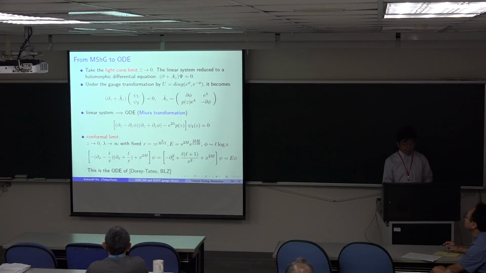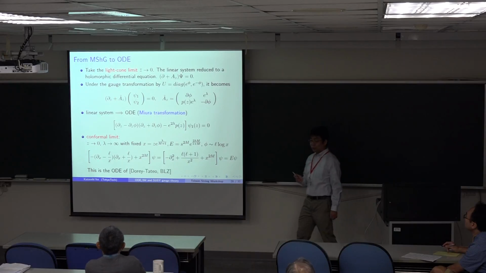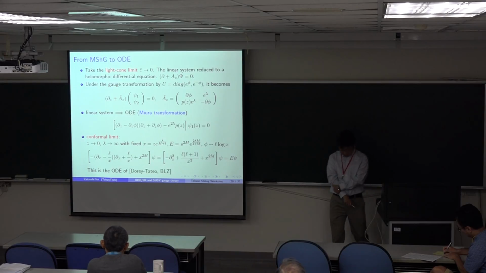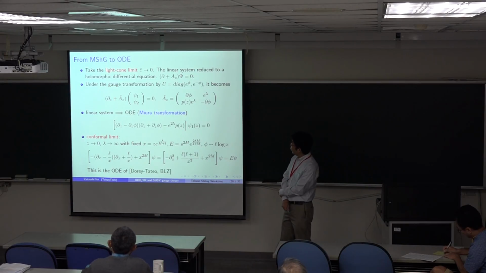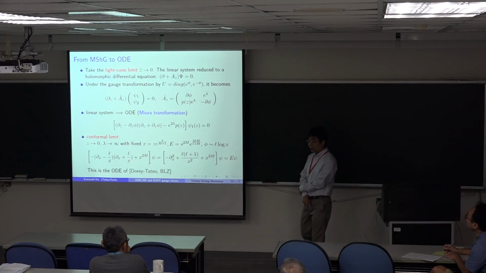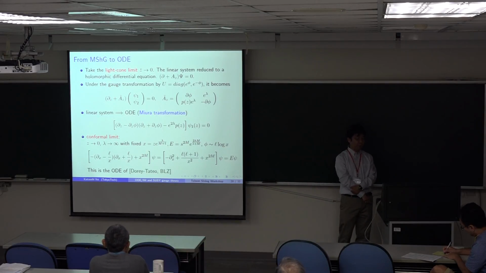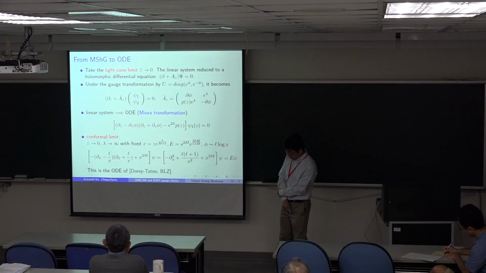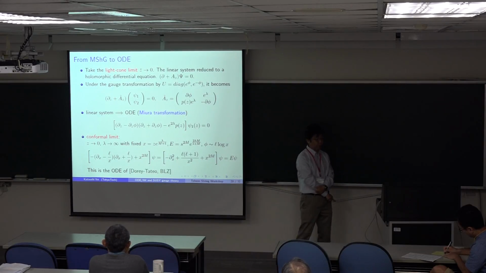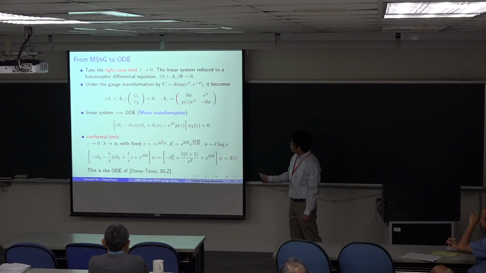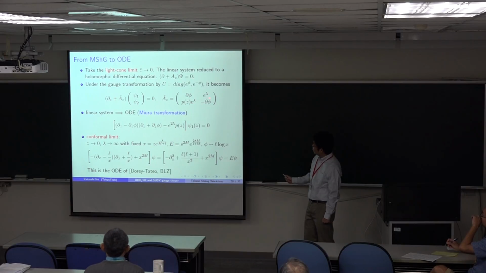So then we can go from the modified sinh-Gordon equation to the ODE by taking something. First I take the right cone limit, where z bar is going to z. In that limit, the linear system is going to be a single holomorphic differential equation of z. And if we take a certain gauge transformation, the holomorphic connection problem, the linear problem, becomes simpler, such that the connection takes that form.